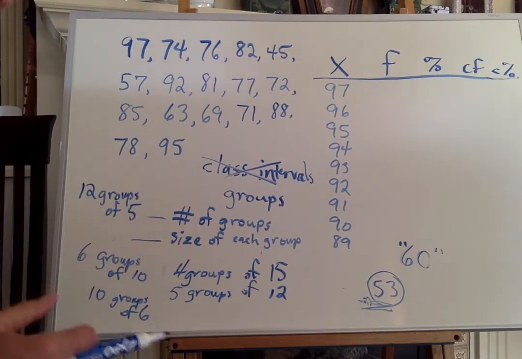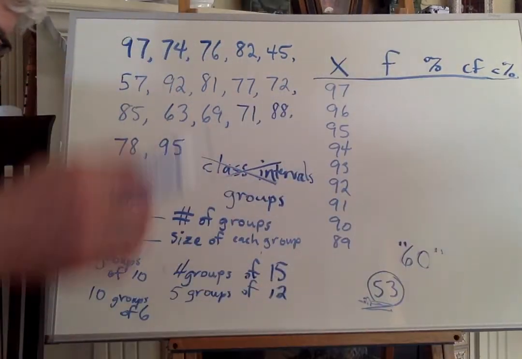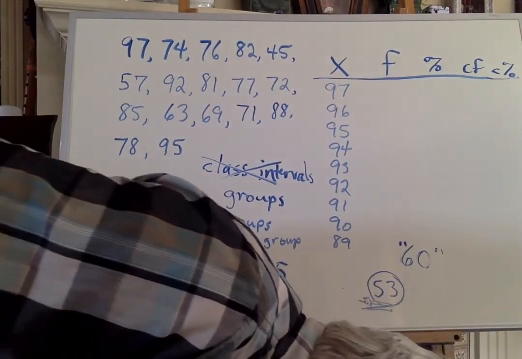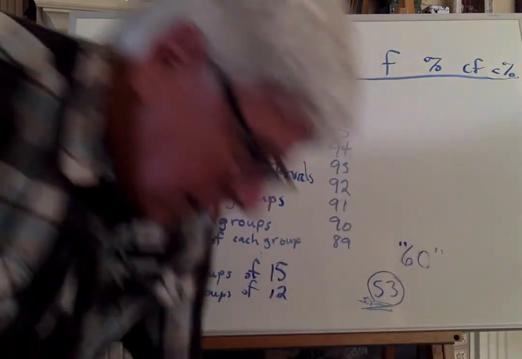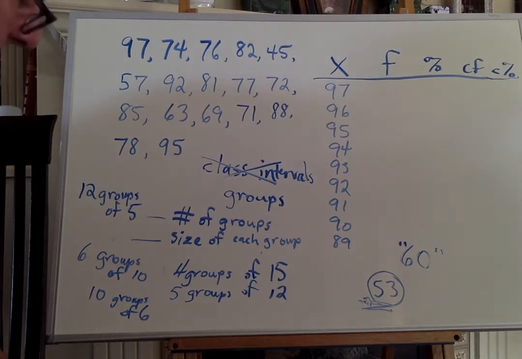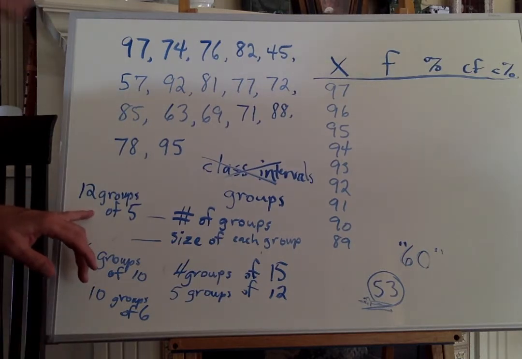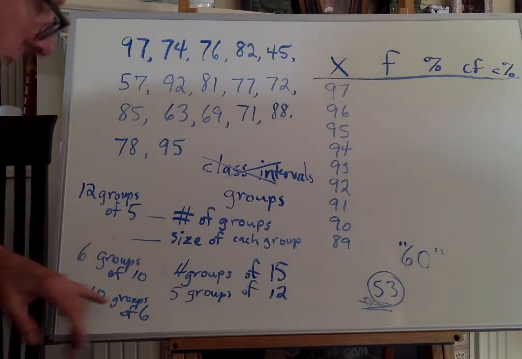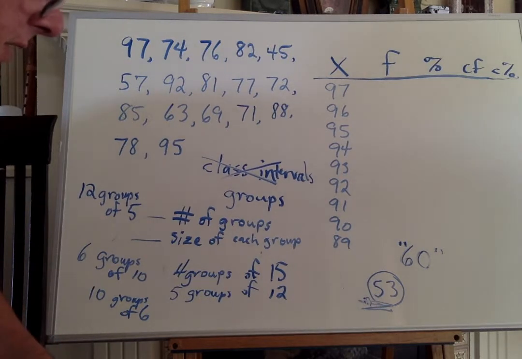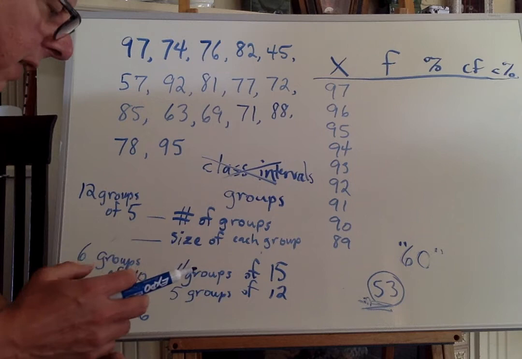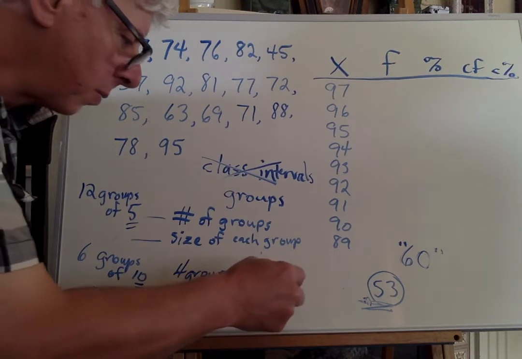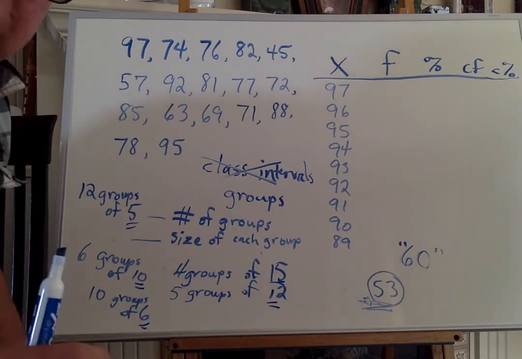One of the things that we want to keep in mind is I want to be able to see the distribution of scores. Let me get my eraser here that fell on the floor. We want to be able to see the distribution of scores, okay? So maybe more groups would be better, all right? 12 groups of 5, 10 groups of 6. There's another thing that we should pay attention to here, and that is the size of our groups should be a nice number.